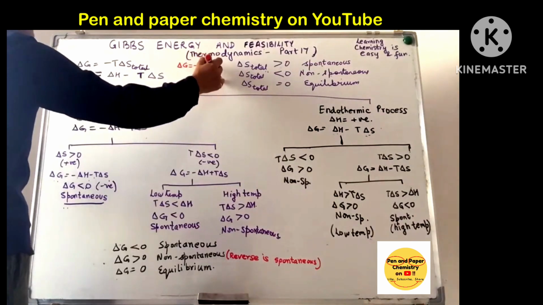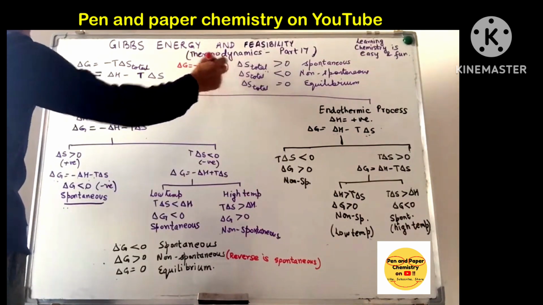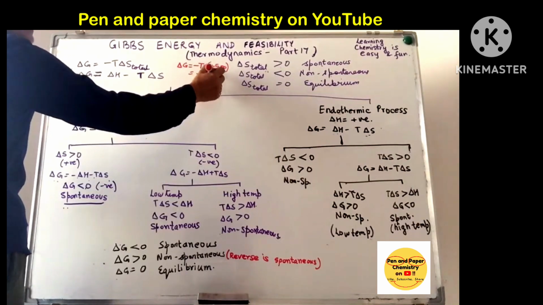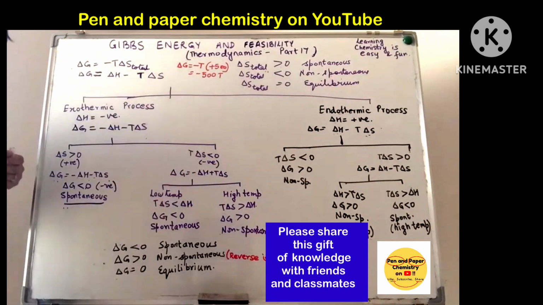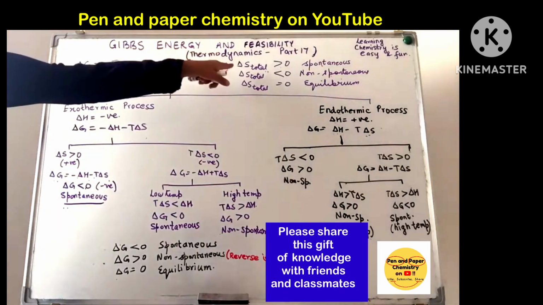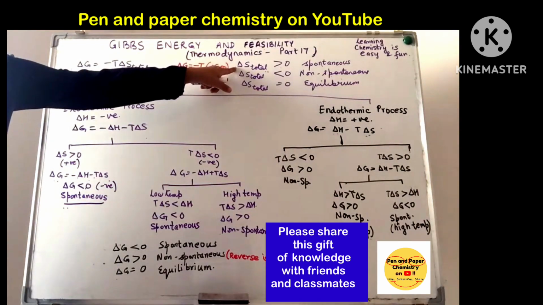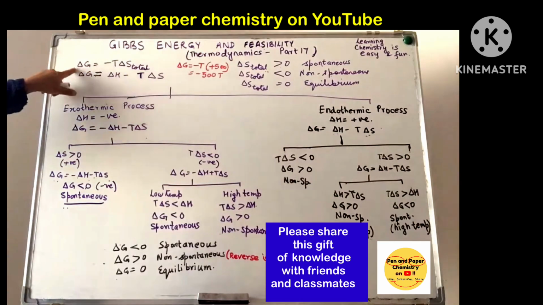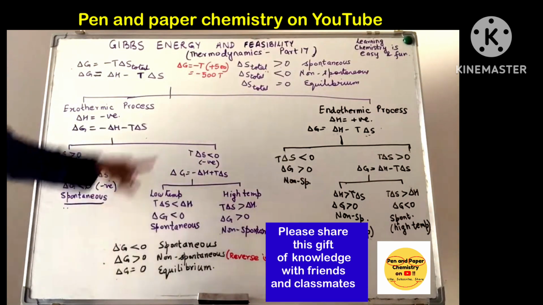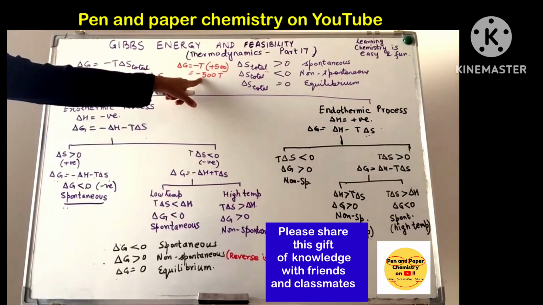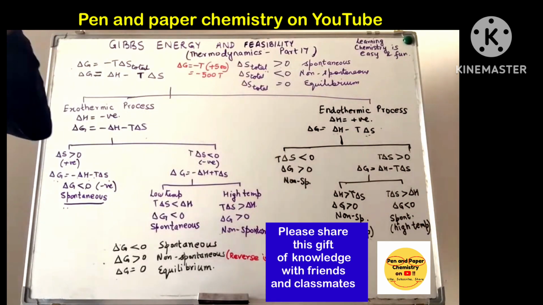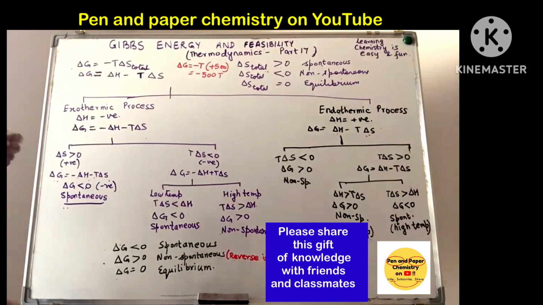Positive value, let's say 500, right? So this gives me a negative value, plus into minus gives me a minus value, minus 500 T. In other words, if a process is spontaneous, then my delta G will be less than 0. See, it's a negative value. Delta S total, if it is less than 0, the process is non-spontaneous.